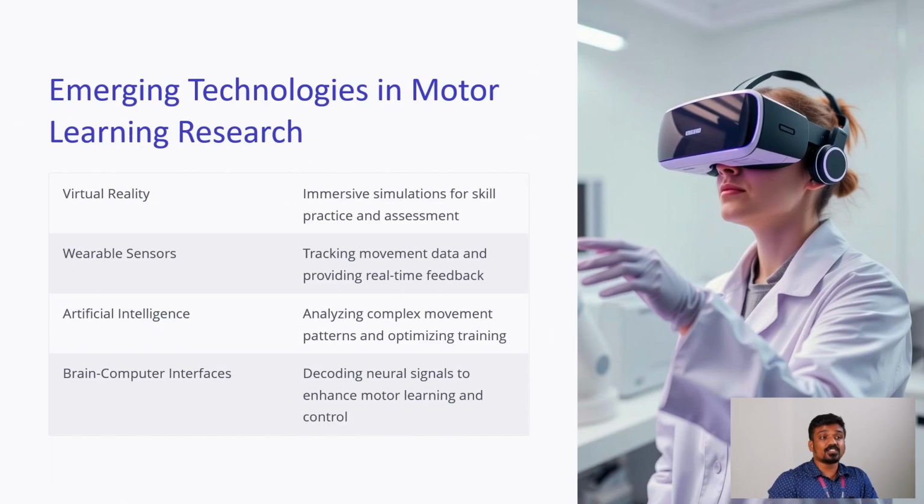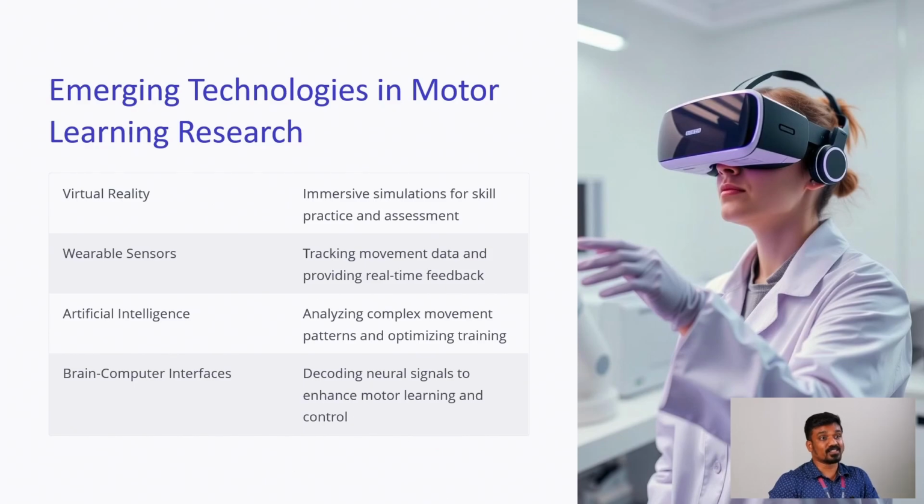The emerging technologies in motor learning. Emerging technologies can change the way we understand and apply motor learning. Here are some of the most exciting developments. As we know, virtual reality, VR. Virtual reality provides immersive environments for athletes to practice skills or for patients to engage in rehab exercises. The VR simulations create real-world scenarios for athletes to rehearse without any physical risk, of course, while also offering real-time feedback on their performance.